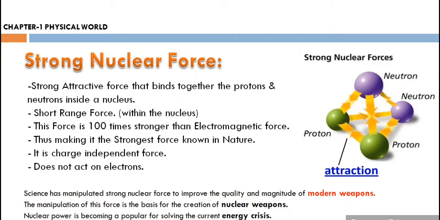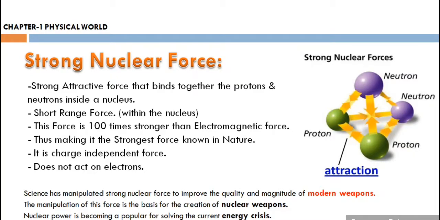Next point is, this force is 100 times stronger than electromagnetic force. 100 times stronger than electromagnetic force. Remember, electromagnetic force itself was 10 raised to 36 times stronger than gravitational force. So I am giving you a question, a task. Find out the relation between how strong nuclear force is stronger than gravitational force. Clear? Let us see whether you can calculate or not. If you get the answer, please mention in the comment section below.